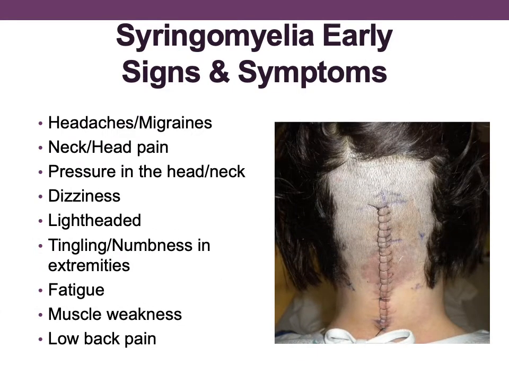Syringomyelia early signs and symptoms are headaches and migraines, neck pain, head pain, pressure in the head and neck, dizziness, lightheadedness, tingling, numbness in the extremities, fatigue, muscle weakness, and low back pain. All of these symptoms are very typical symptoms that a chiropractic patient might exhibit when coming to your office. That is one of the reasons why we cover some of these conditions, because you just don't know what your patient might have.